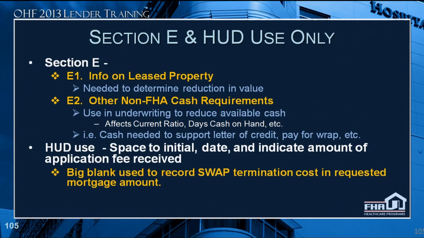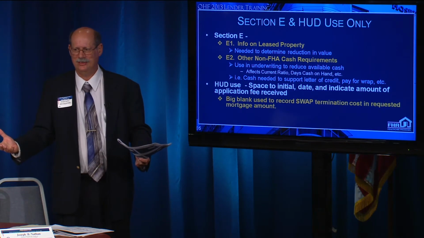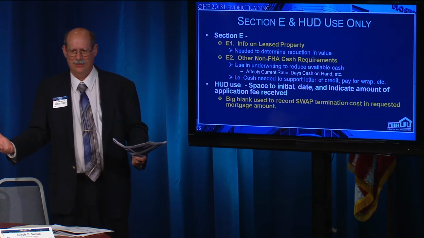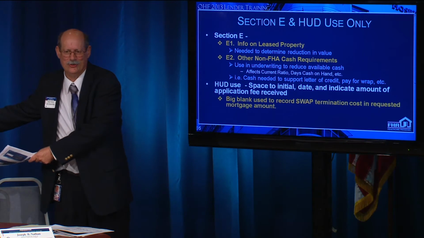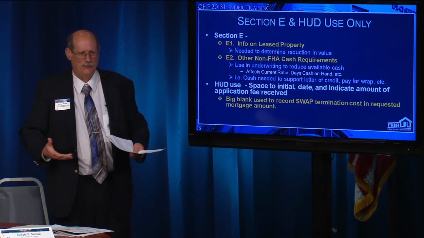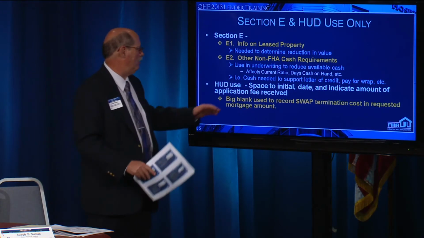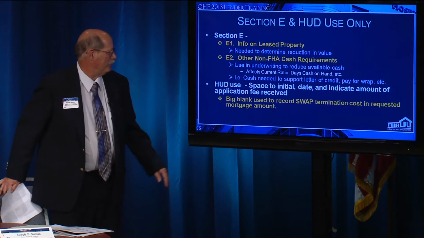And you say, why do we need to know that? Well, we need to know that in underwriting because when we calculate the days cash on hand, if the cash is over here as security for the bonds, it's not available for HUD. So that money's already been carved out. Basically, we need to know what that amount is.